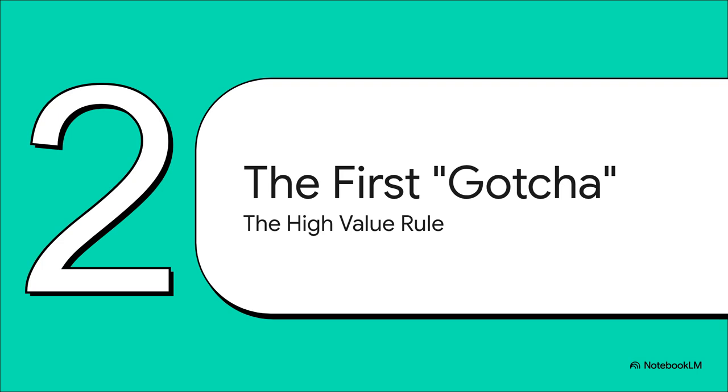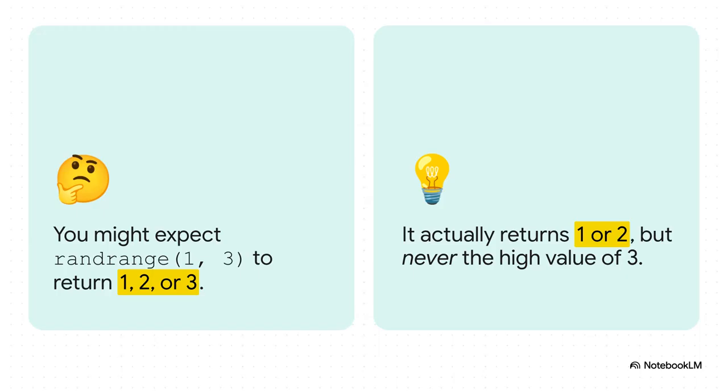All right, you've got the basics down, but now it's time for the first little gotcha. This is a tiny detail that trips up so many people when they're starting out. But once you know the secret, you're golden. The randrange function will never actually give you the high number you put in. So if you write randrange(1, 3), your brain might think, okay, it'll give me a 1, a 2, or a 3. But nope, it'll only ever return a 1 or a 2. That high value, the 3, is like an electric fence. It's the boundary, but not a place you can actually land.